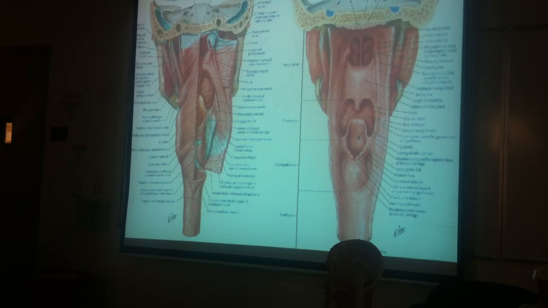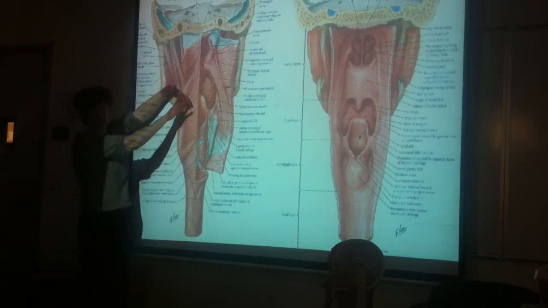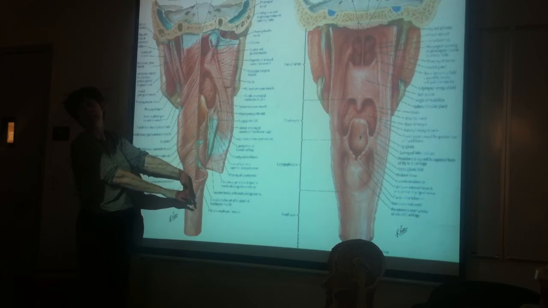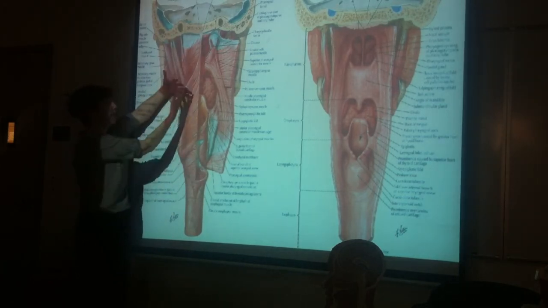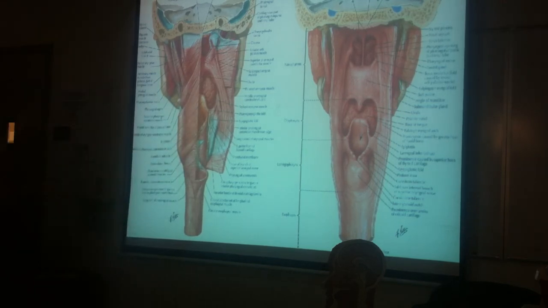The upper part is innervated by glossopharyngeal, and then we start to get a mix of vagus, and then finally only vagus as we get to the esophagus. So it's kind of a transition from glossopharyngeal to a mix of glossopharyngeal and vagus to just vagus. But it is skeletal.